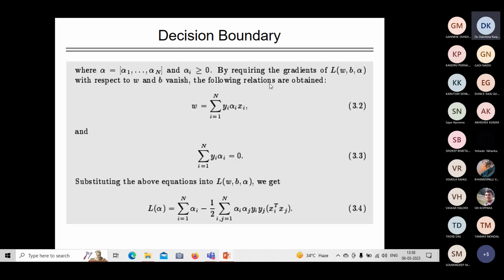Here alpha will be defined for n, that means whatever the number of patterns found on the xy plane. That many Lagrange multipliers we have to consider, and every Lagrange multiplier should be greater than or equal to 0. So the Lagrange multiplier should not be negative. It can be 0, but it should not be negative.